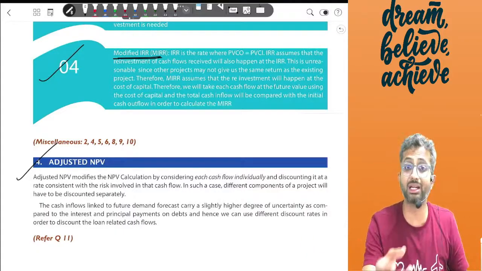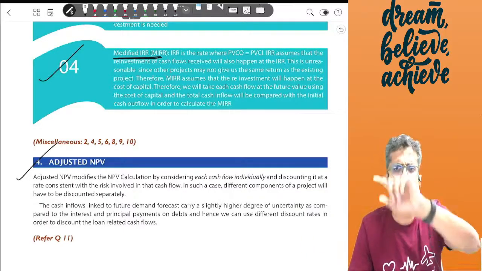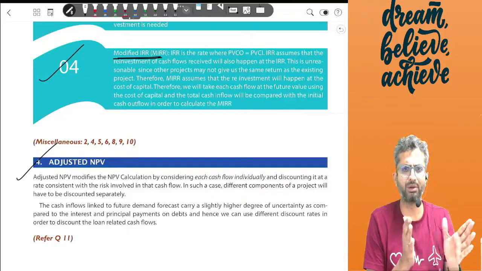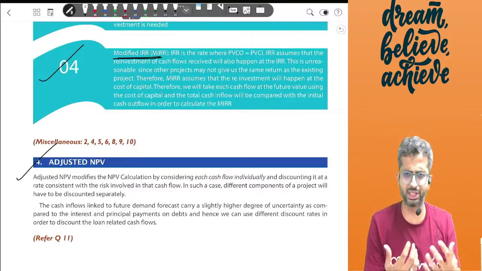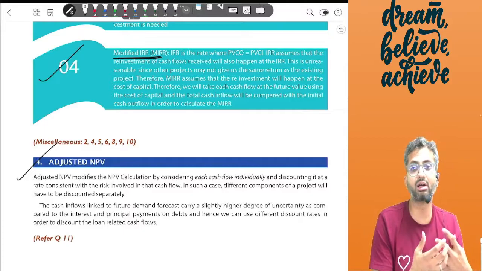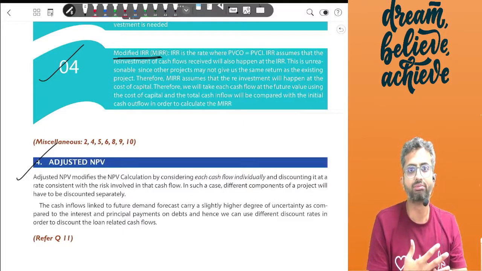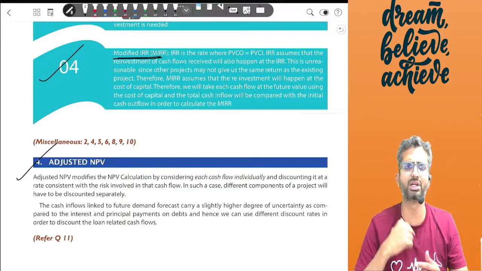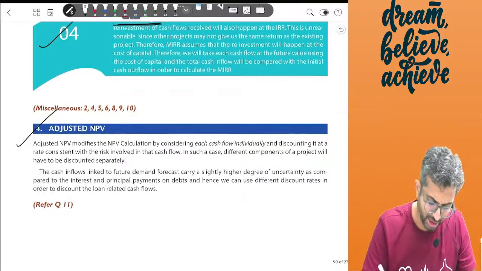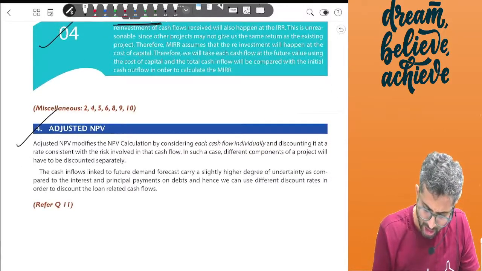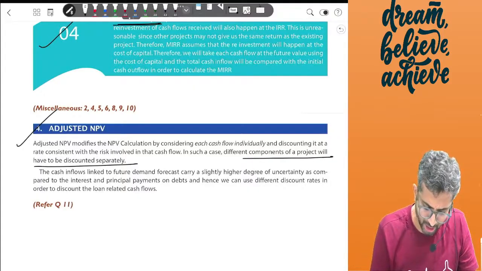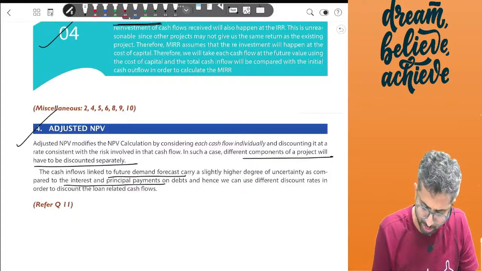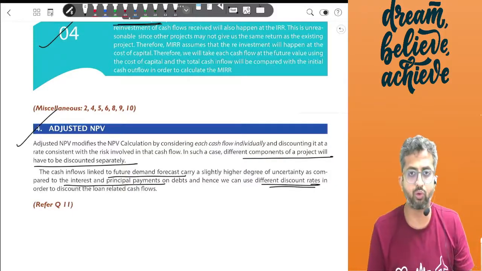Now this is only done if the data regarding different rates are given. Otherwise you discount every cash flow using a single uniform rate. However, adjusted NPV says that I will adjust the present value in a way that my cash flows which are financing in nature will be discounted at a different rate, which are operating in nature will also be discounted, let us say, at a different rate. Okay, so this is your adjusted present value. Different components of a project will be discounted separately. Cash flows linked to future demand forecast have different uncertainty as compared to interest and principal, and hence we will use different rates for these cash flows.